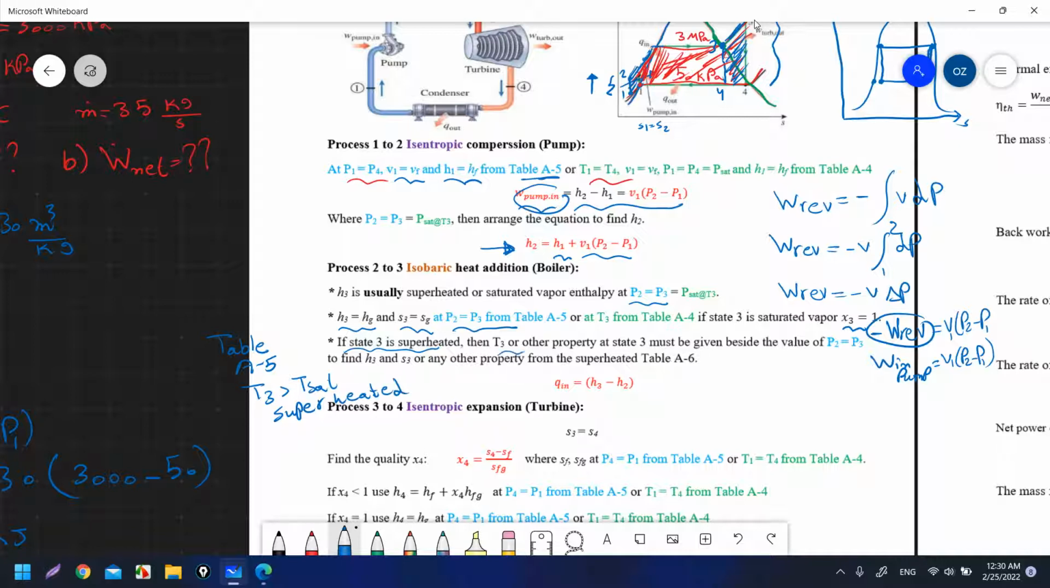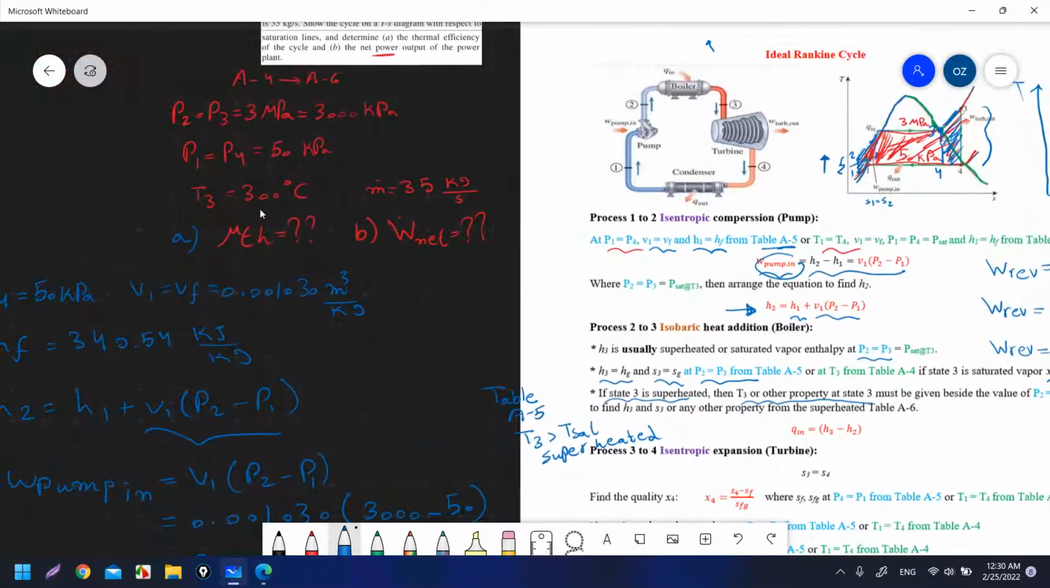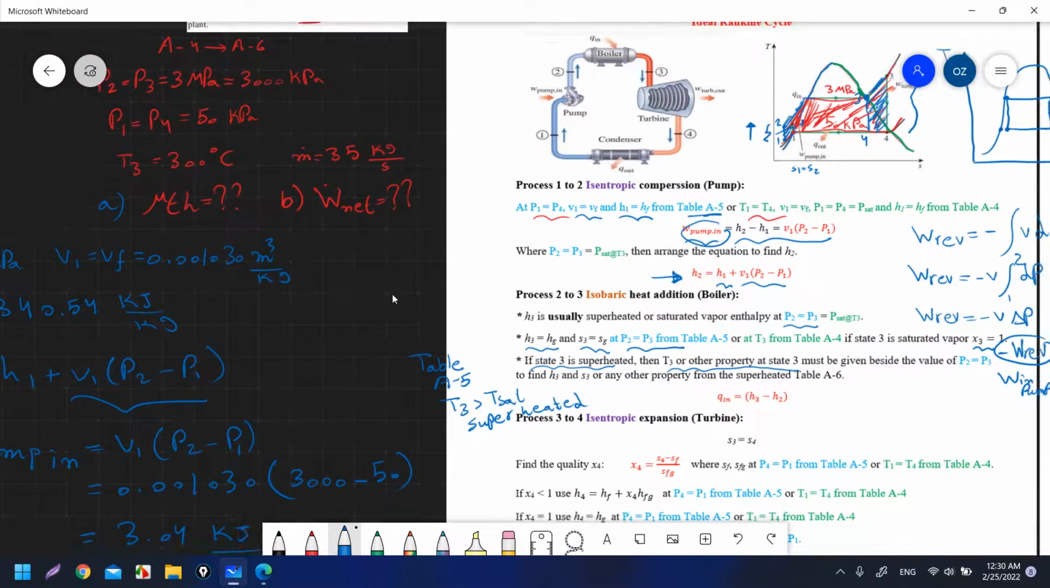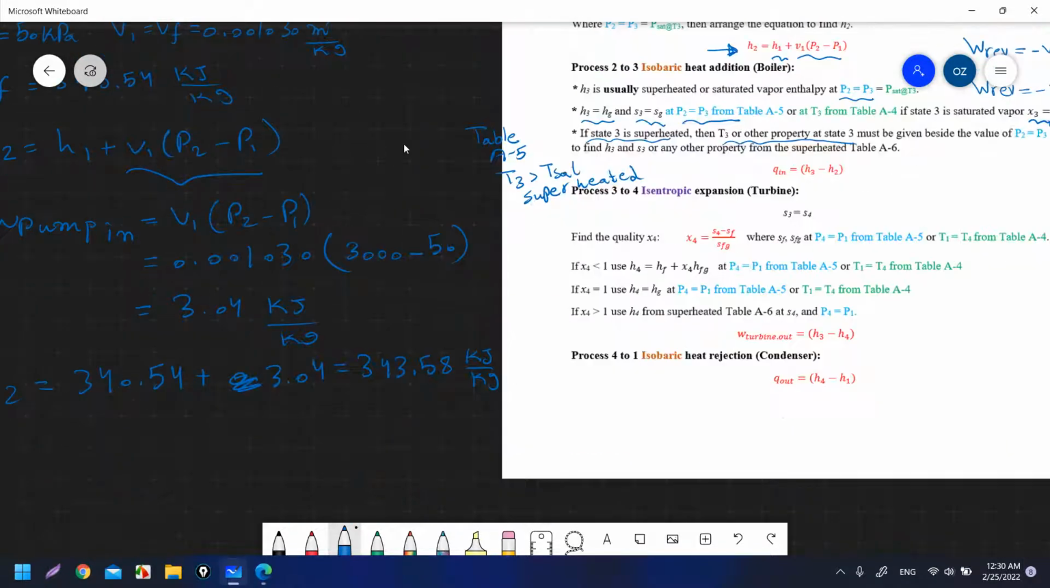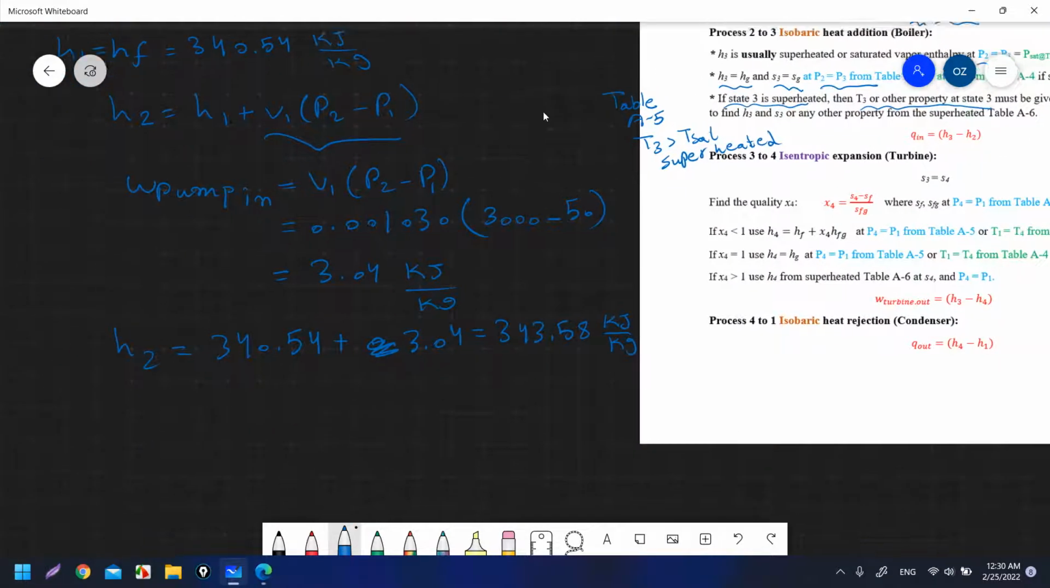Then T3 or another property at state 3 must be given, and as you can see, we are given T3. If we are not given T3, he must give me another property at state 3 besides the pressure. Here I don't have green in this sentence; I will say later when he gives me in the question temperature, not pressure, to find H3 and S3 or any other property from superheated table A6. So let's check if my state 3 is superheated or not.